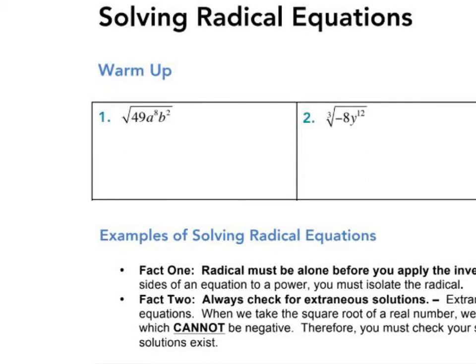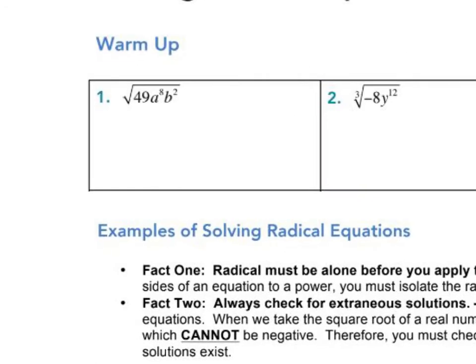So if I have number 1, the square root of 49 a to the 8th b to the 2nd. I'm thinking the square root of 49 is 7. A to the 8th, remember our index here is 2. And I could rewrite that as a fraction exponent. I would have a to the 8/4, b to the 2/2. That just makes it a little easier to see how we're going to solve that. 7, a to the 8/4 would be 2, because 8 divided by 4 is 2, and b to the 1st.